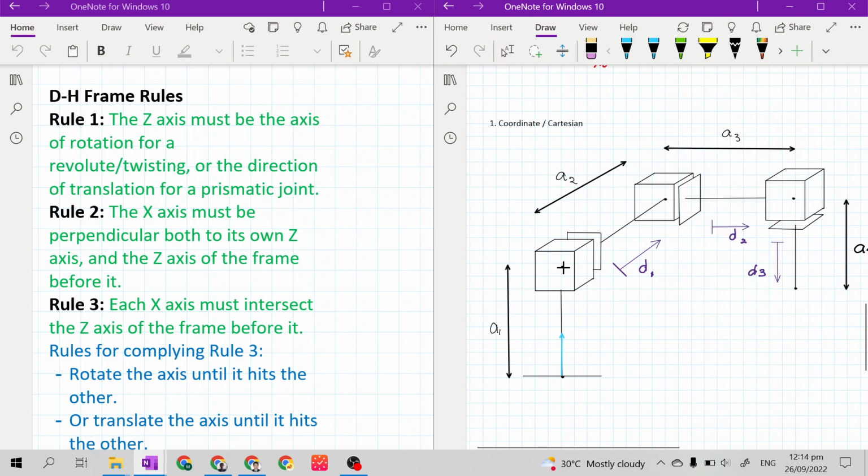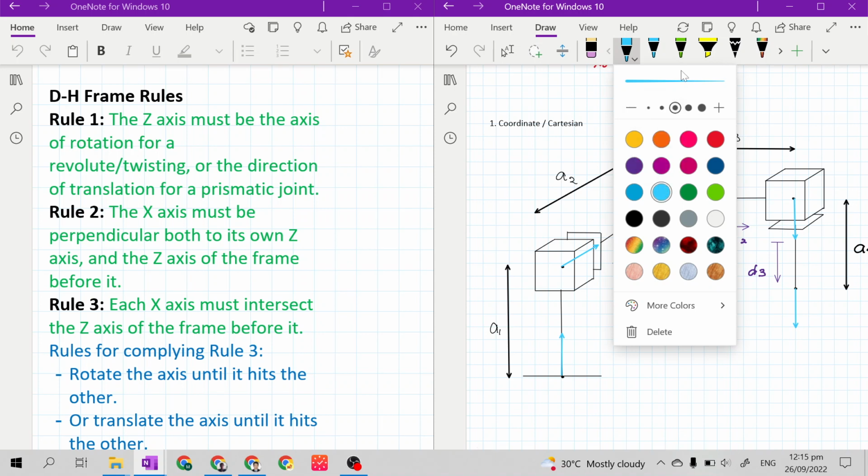Next, for z sub 1, the direction of translation is backward. Based on this illustration, the direction of translation is backward. For joint 2, the direction of translation is to the right. For joint 3, the direction of translation is downward. So for our end effector, the direction of the z-axis is also downward.